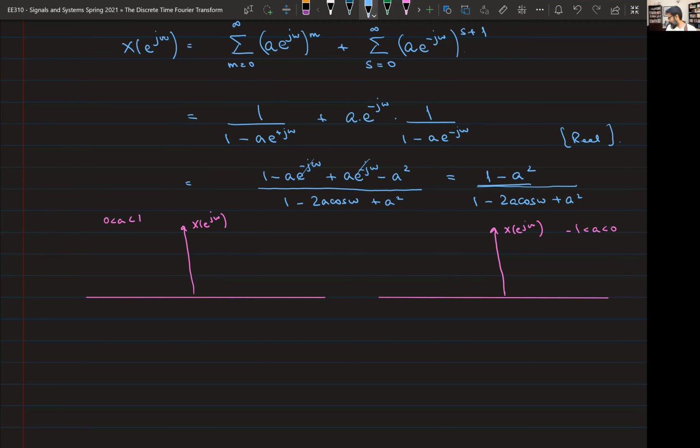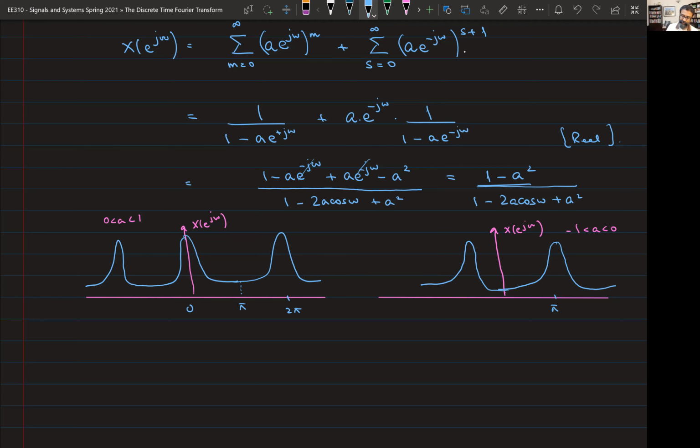And the curves that you get are something like this. This is 0, this is pi, and this is 2 pi. And as opposed to here, you get the same sort of curve, except the peak is going to be at pi. And so on and so forth, right? And this is minus pi.